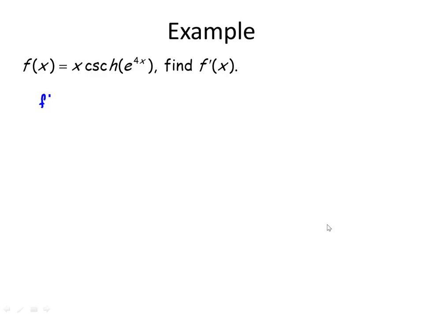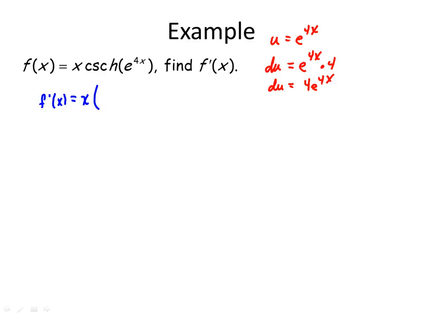Alright, so f prime of x. F prime of x is going to be first times the derivative of the second. Now, watch this. This is going to get crazy. U is equal to e to the 4x. Du, what's the derivative of e to the u? E to the u du. So it's going to be e to the 4x times the derivative of 4x, which is 4. So du is going to be 4e to the 4x.